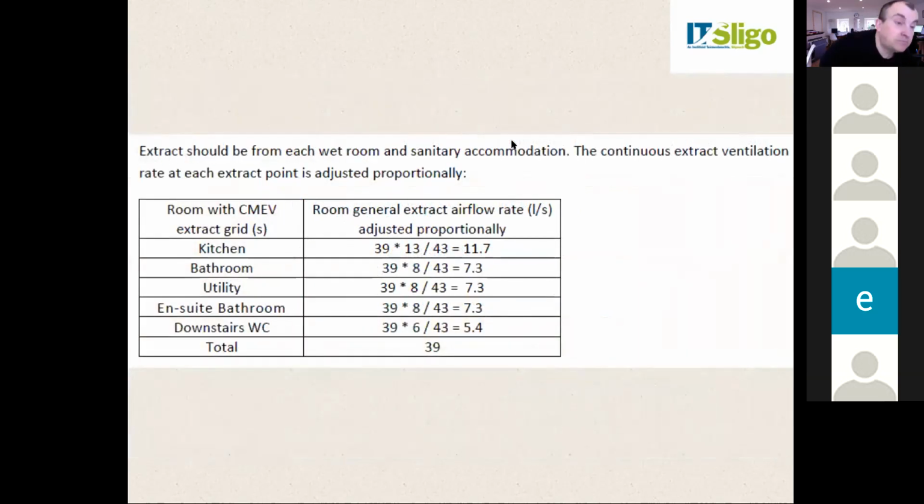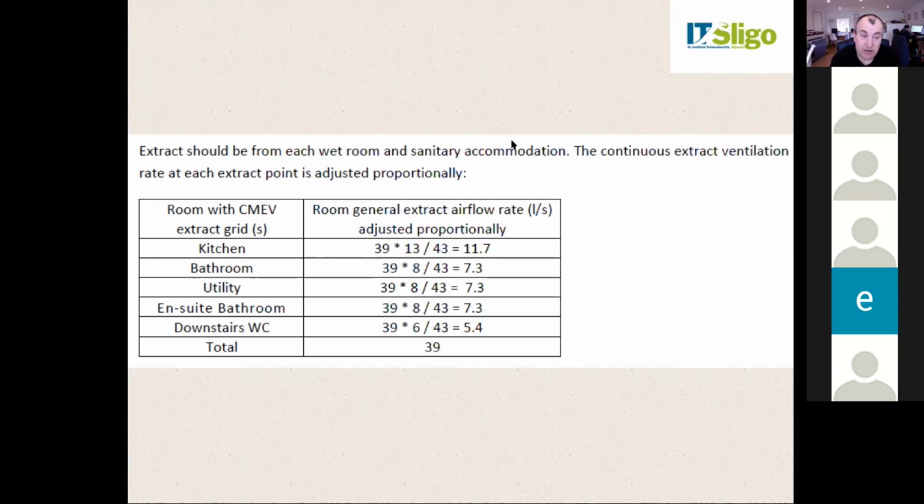Now, we're not doing the calculations on this, but I'm just going to mention it, that extract should be from each wet room. The continuous extract ventilation rate at each extract point is meant to be for each room. We don't know the areas of these rooms, so you have to adjust it proportionally. So that is the continuous one on each room.